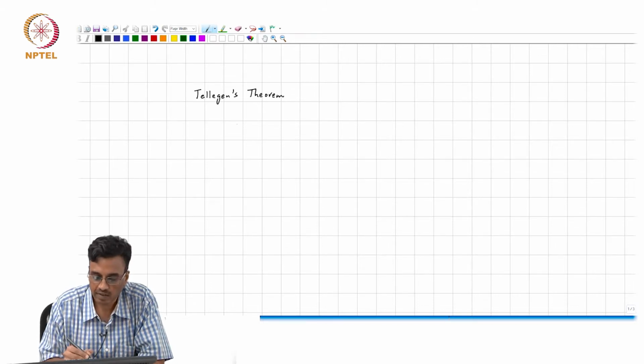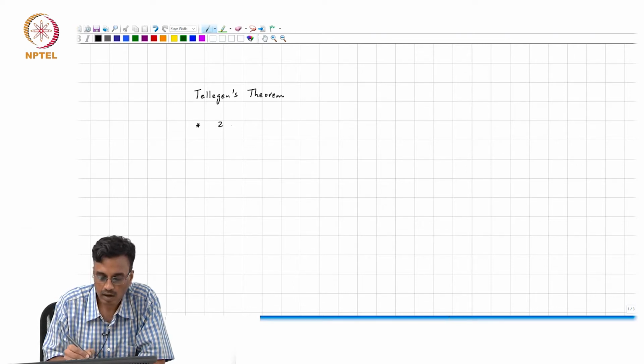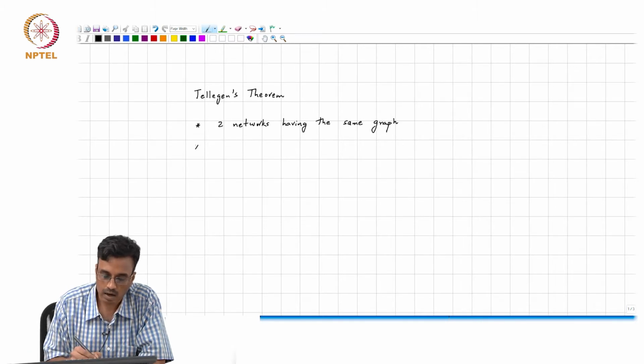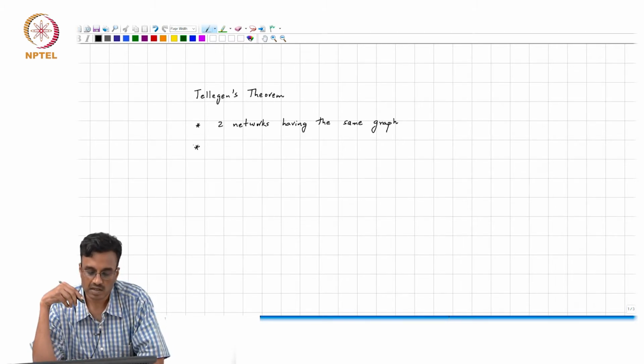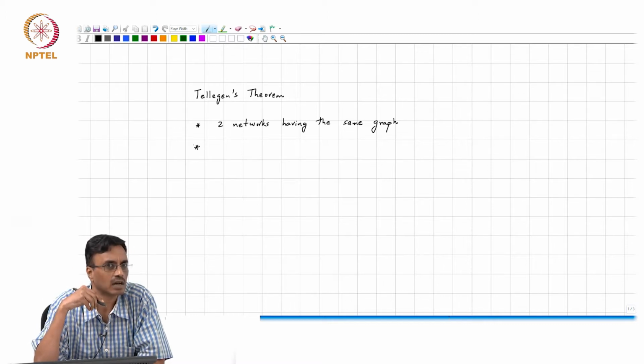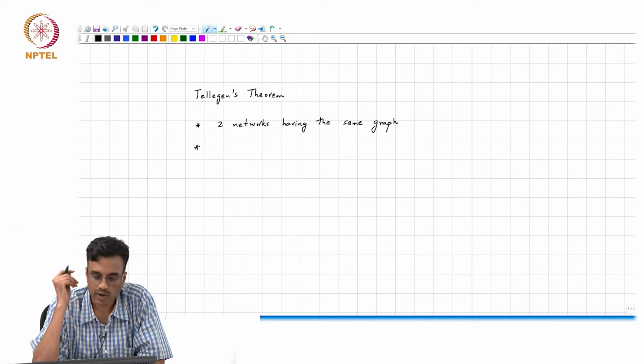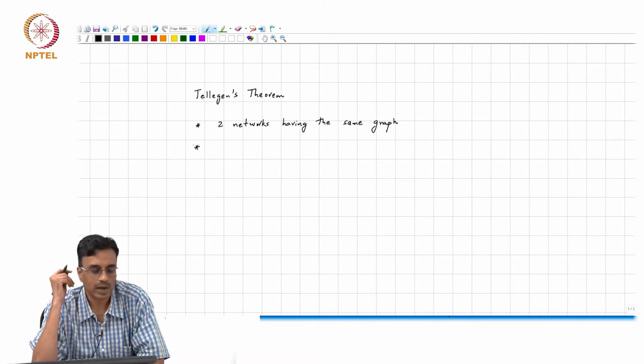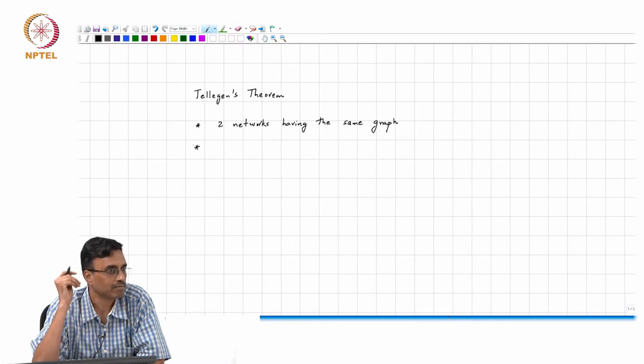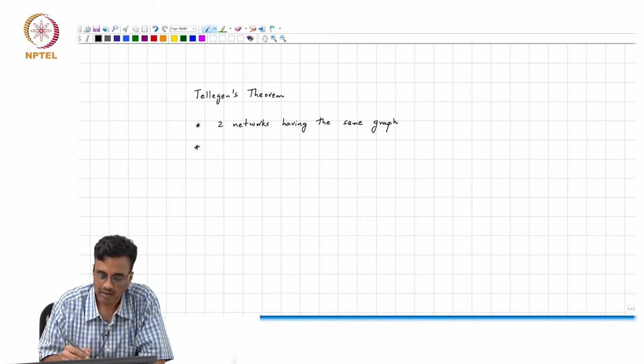This is lecture 3. In the last class, we looked at Tellegen's theorem. It pertains to two networks having the same graph. Is it necessary that the two networks be linear? There is nothing that says that the networks have to be linear or time invariant. The only requirement is that the two networks have the same graph. And what does it say?